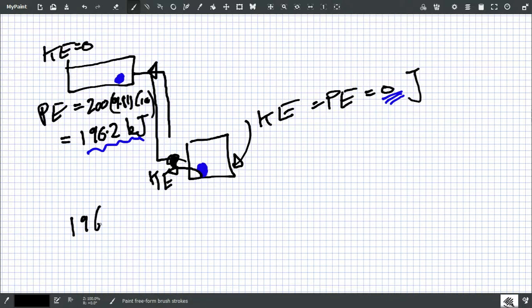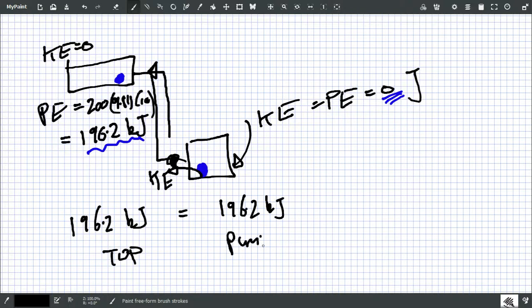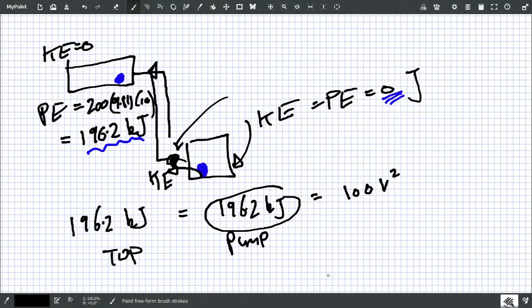So the 196.2 kilojoules at the top is equal to 196.2 kilojoules at the pump stage. So let's see, how fast is the water being pumped? Well, since we've established that this is a kinetic energy down here, we can say that this is equal to a half m, which is 100, times v squared.